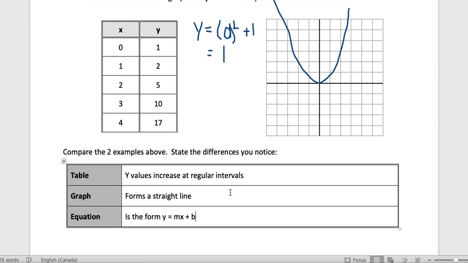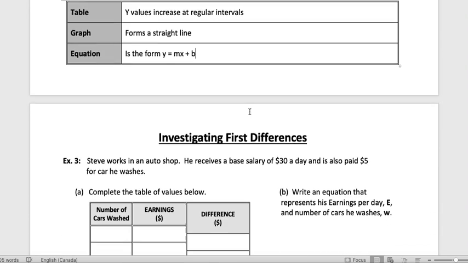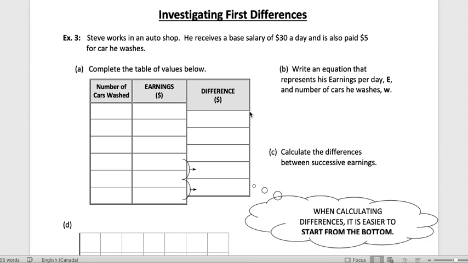If you're looking at nonlinear relations, the y values do not increase at regular intervals, they do not form straight lines on graphs, and they generally have exponents on their variables, or the variable is an exponent other than 1. Those are the differences between linear and nonlinear relationships. Let's look at first differences now.